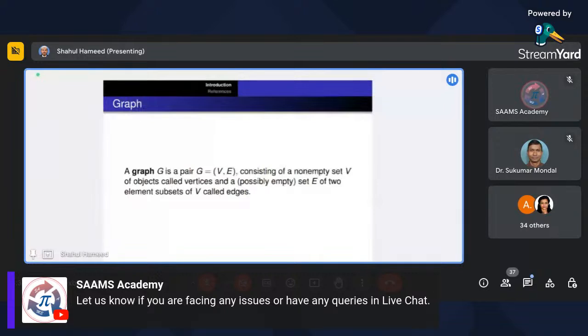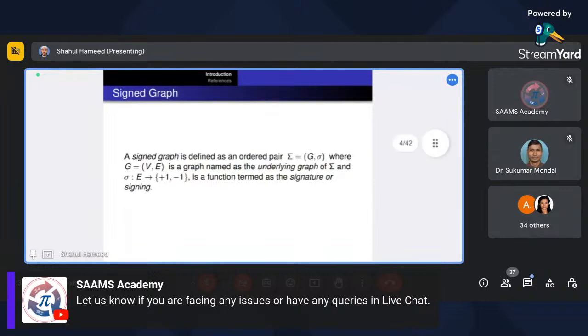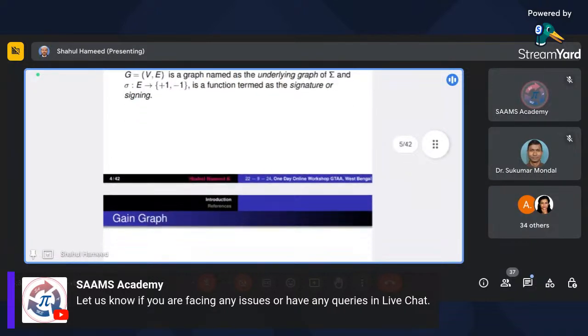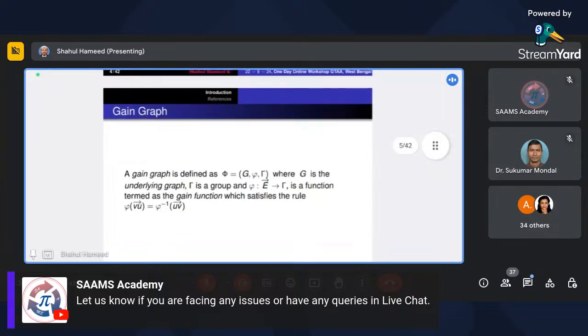So sine graph is something general to that, that is graph. It is an ordered pair G sigma, where G we call the underlying graph, and sigma is the signature on edges, assigning +1 or -1 to the edges. So step by step we'll move. This is the next level.